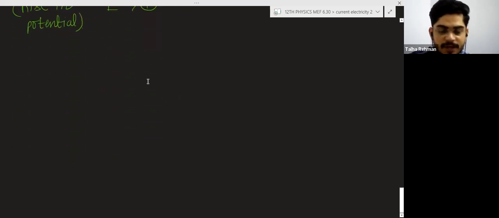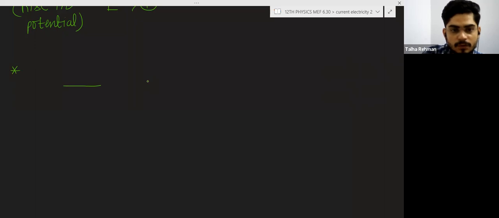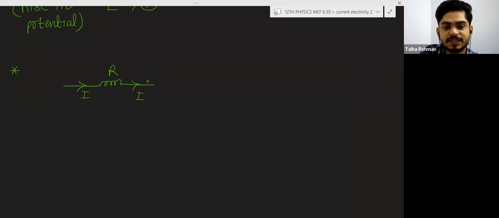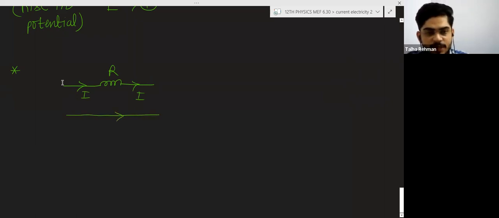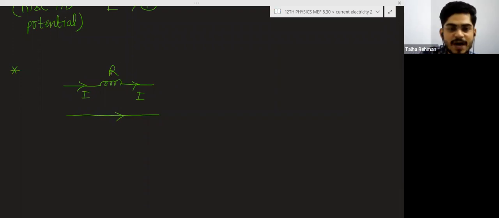Now, another case. Suppose you have a resistance R and the current is flowing in this direction, and you are also moving in this direction, which means you are moving in a wire from this direction to this direction. The potential difference across this resistance is equal to IR. V is equal to IR.